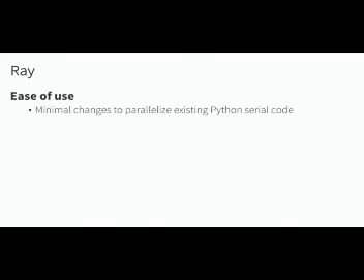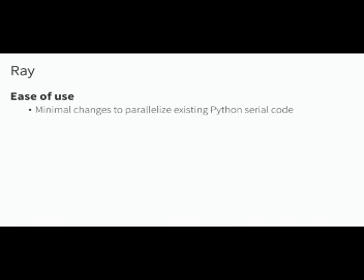So starting with Ray, Ray is a distributed execution framework that enables very high performance, fine-grained remote task execution with dynamic dependencies. Ray was built with 3 design goals in mind. The first one was ease of use. We simply want to be able to minimize the changes that are required to parallelize your existing code.